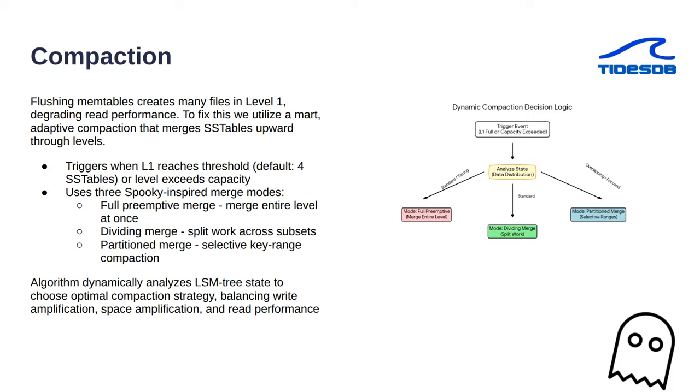Spooky does significantly less redundant compaction work. Instead of repeatedly rewriting the same data through every level, it uses partition merging, targeting specific key ranges that actually need compaction.